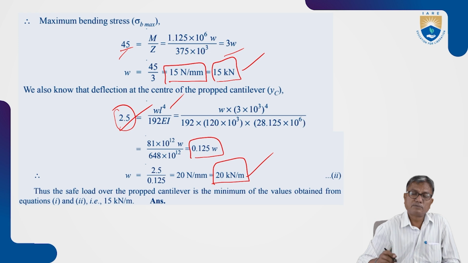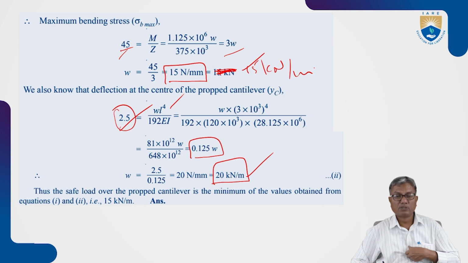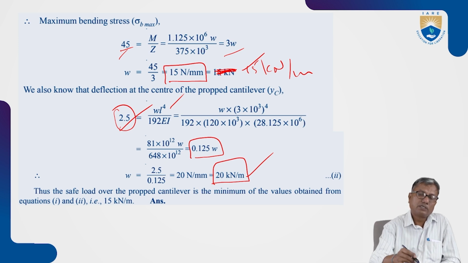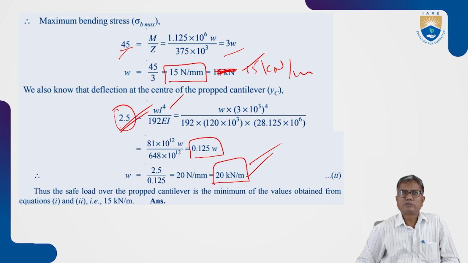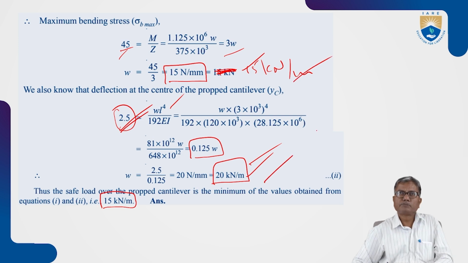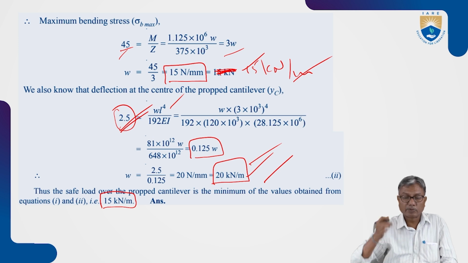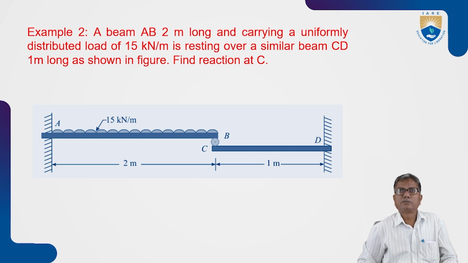Using the maximum stress condition, the UDL is 15 Newton per mm, or 15 kilonewton per meter. And using the maximum deflection condition, the UDL is obtained as 20 kilonewton per meter. So the safe load which satisfies both the conditions is 15 kilonewton per meter. The least of these two values will be the safe load. So that's how we find the safe load that can be applied on a propped cantilever which satisfies the given two conditions, one of maximum stress, the second of maximum deflection.